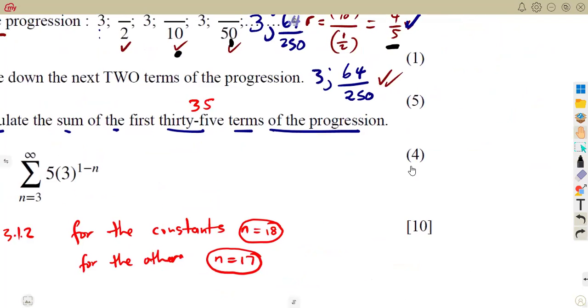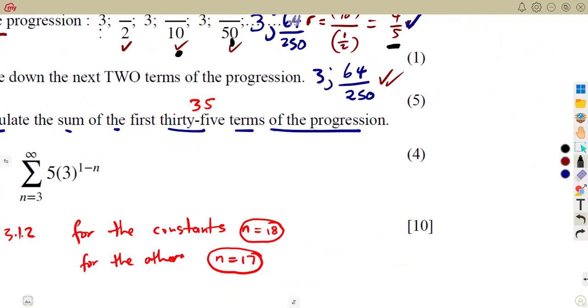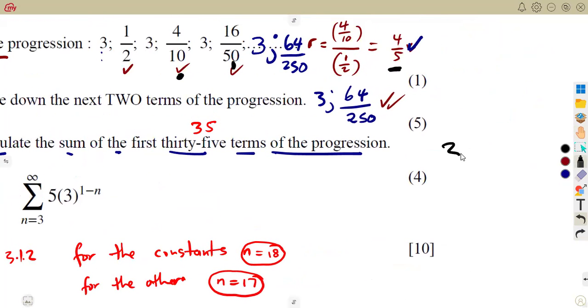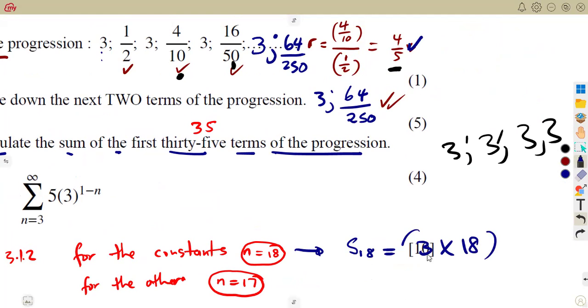So how can you calculate the sum of the constants? The constants, guys, is just like we're given 3, 3, 3, 3 like that, 18 of them. You are adding 3 plus 3 plus 3, 18 times. So the sum for these 18 terms is simply 3 times 18.